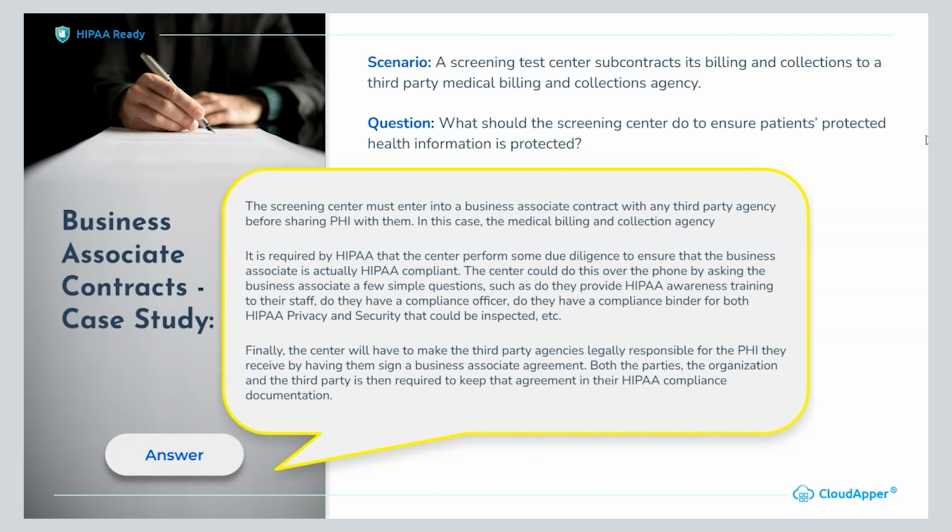Finally, the center will have to make the third-party agency legally responsible for the PHI they receive by having them sign a business associate agreement. Both parties, the organization and the third party, are then required to keep that agreement in their HIPAA compliance documentation.